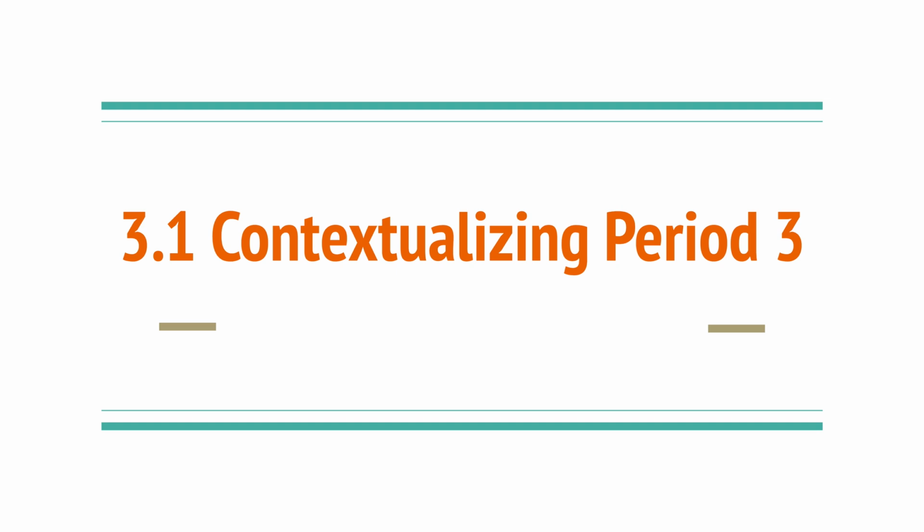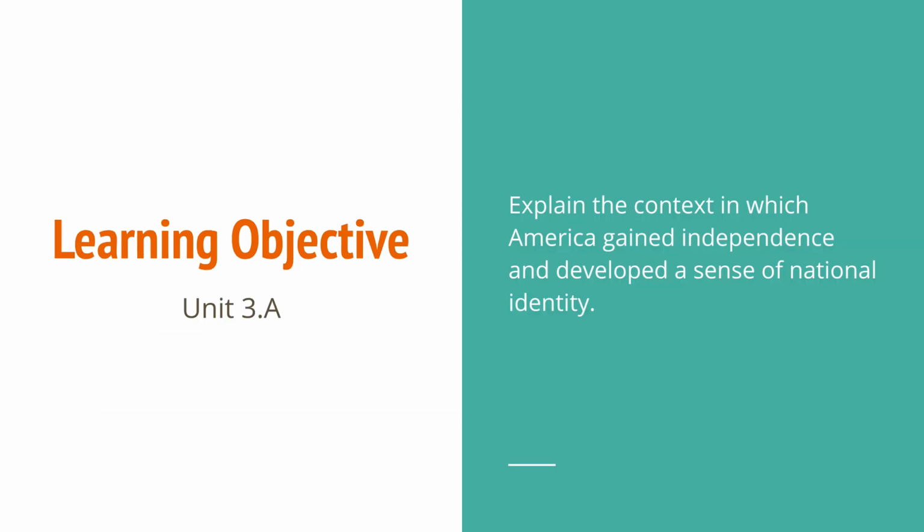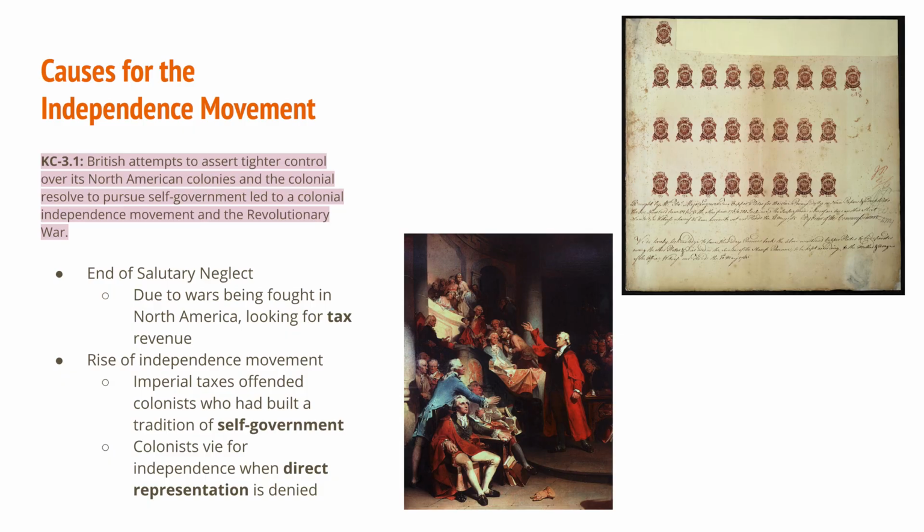Welcome back to the first lecture in period 3. This lecture is meant to give you all of the background information or the context for everything that's going to happen in this period. That will include the French and Indian War, the American War for Independence, and the early Republic. The learning objective is to explain the context in which America gained independence and developed a sense of national identity.